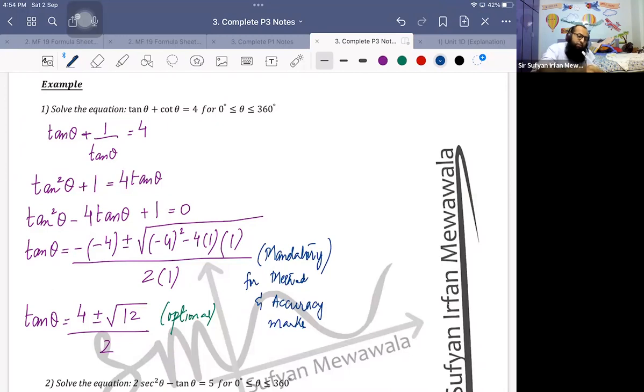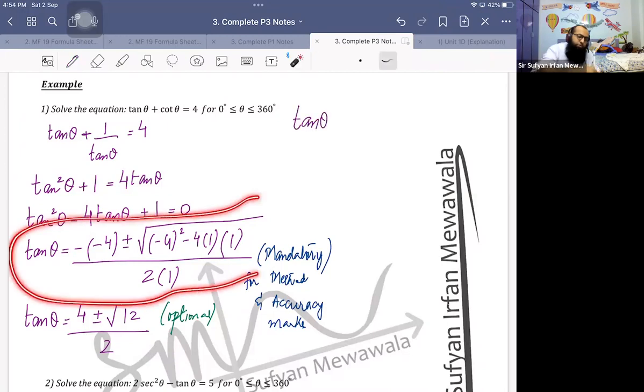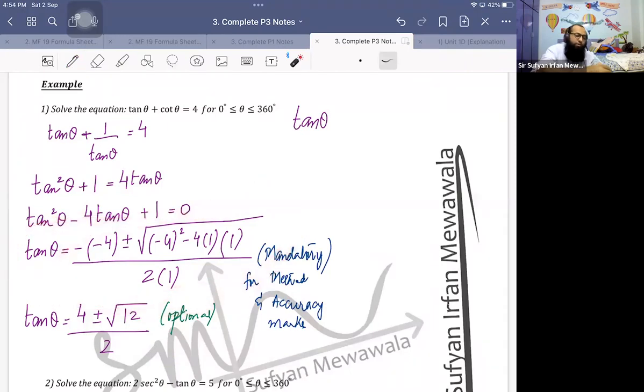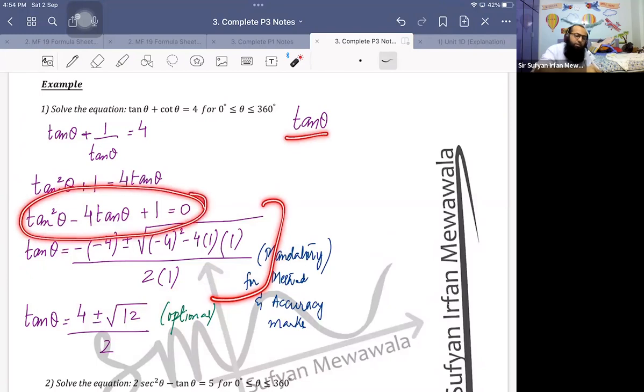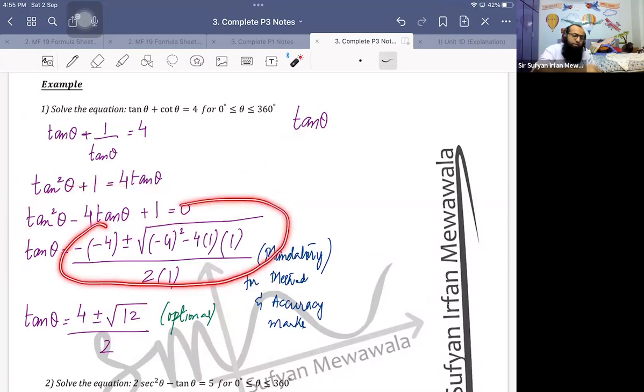So the optional step, if you are not writing the optional step, then what we are going to do? Then after writing this application of quadratic formula, we can directly write the decimal versions of this using your calculator. So this step was mandatory. Even after that, if you use calculator and put this inside your calculator and give the values of tan theta directly, that is also possible. If you use this to convert into decimal, that is also possible. So over here, if I convert this into decimals, it's going to be 4 plus root 12 divided by 2.